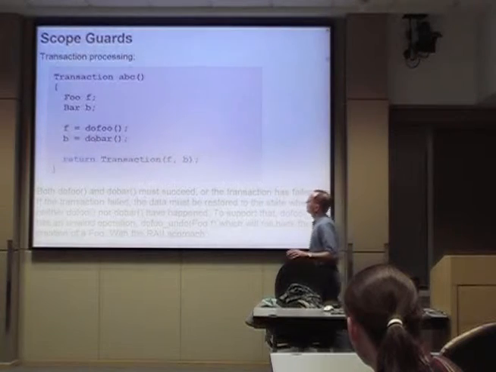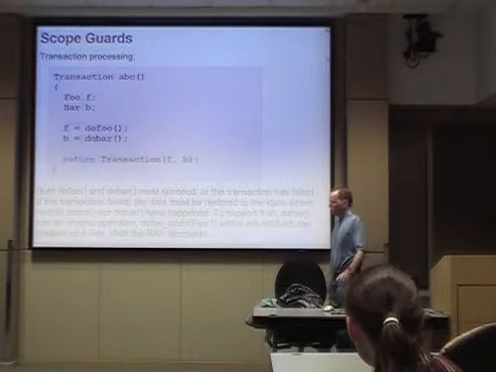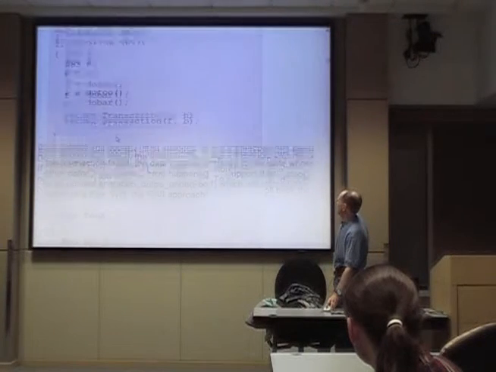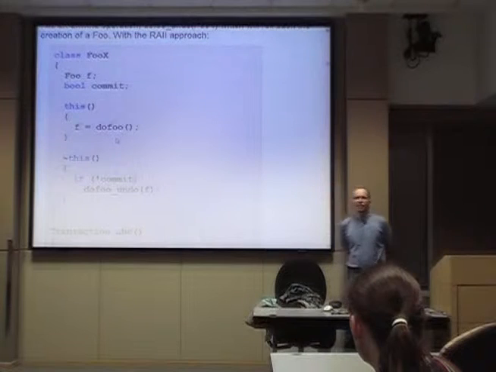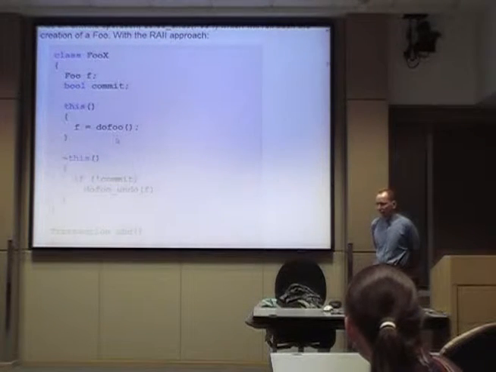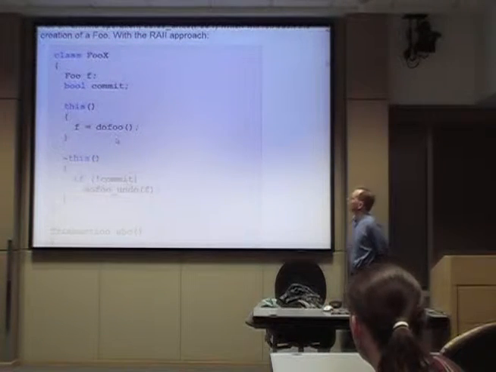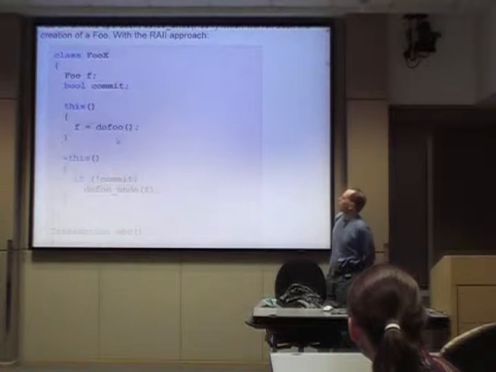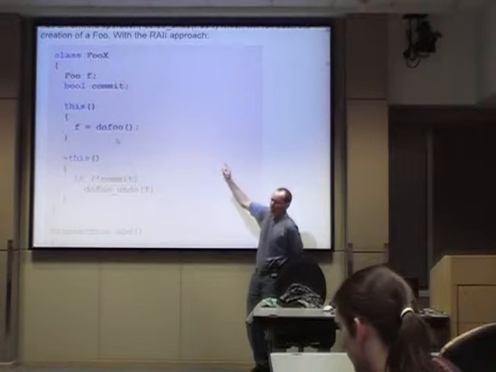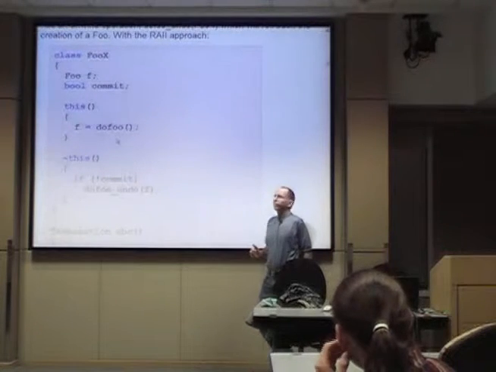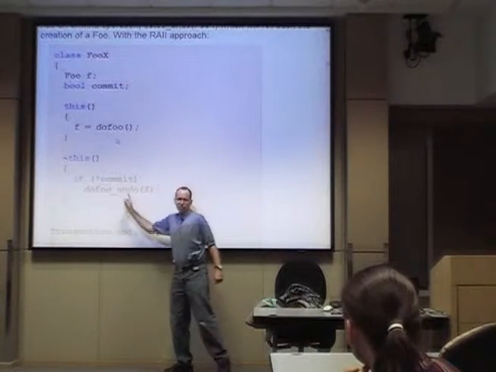Okay, to support this, we assume that do foo has a do foo unwind operation and do bar has an unwind, or an undo, too. The traditional C++ approach uses RAII, which is resource acquisition is initialization. When things go out of scope, the destructor gets called, and we can latch onto it by creating an extra class, we'll call it foox, which is a wrapper for foo, and it has a commit, which says, do I need to unwind foo or not? And in the destructor, if it's not committed, I undo it.